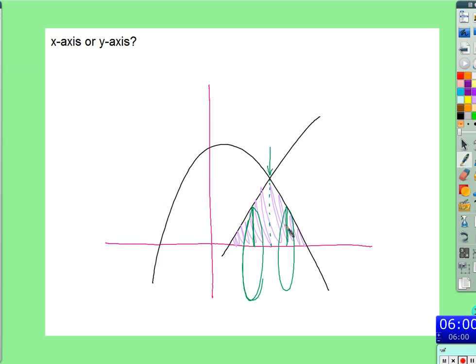So if we do it this way, we'll have a washer. There's two tops, right? But this function will always define the larger radius, and this function will always define the smaller radius. So there's no switching off. So if we solve everything for x and do it that way, then it'd be a lot easier. Okay.